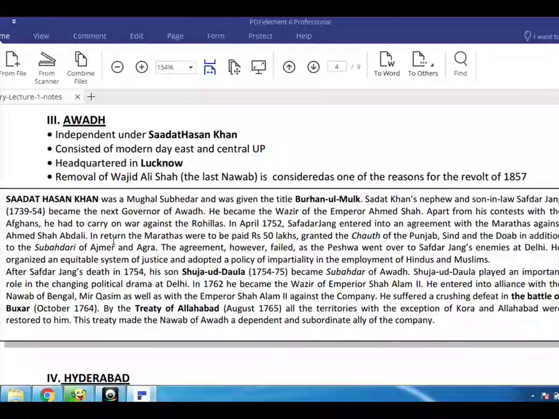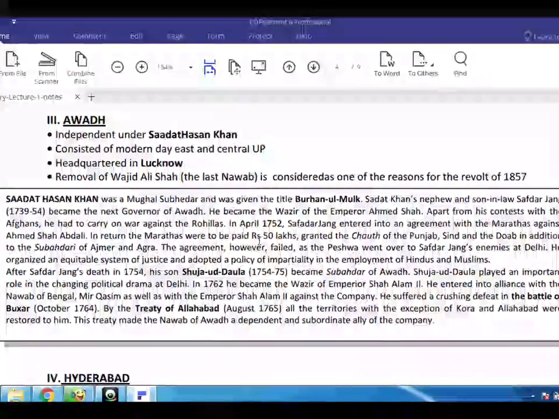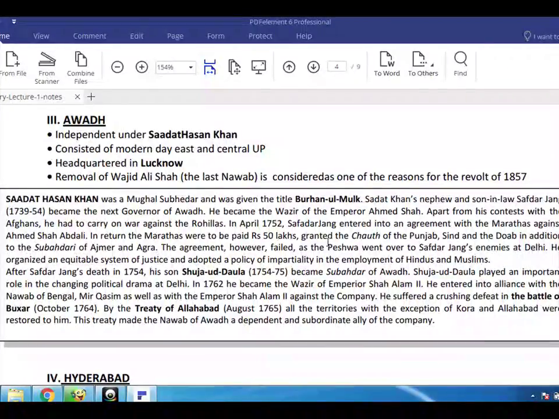In April 1752, Safdar Jang entered into an agreement with the Marathas against Ahmad Shah at Delhi. In return, the Marathas were to be paid Rs 50 lakhs, granted the Chauth of the Punjab, Sindh, and the Doab, in addition to the Subadari of Ajmer and Agra. The agreement, however, failed, as the Peshwa went over to Safdar Jang's enemies at Delhi. He organized an equitable system of justice and adopted a policy of impartiality in the employment of Hindus and Muslims.